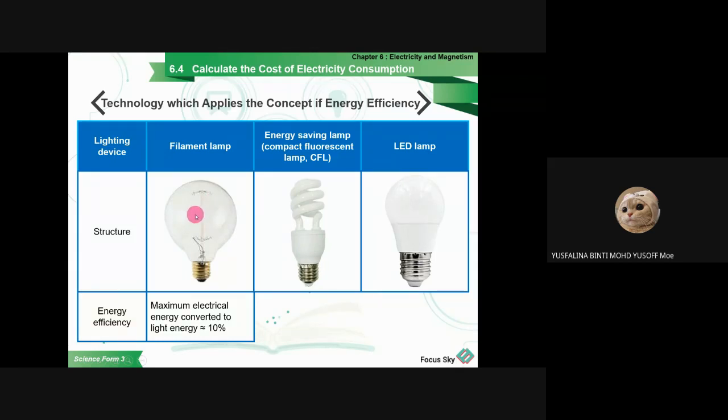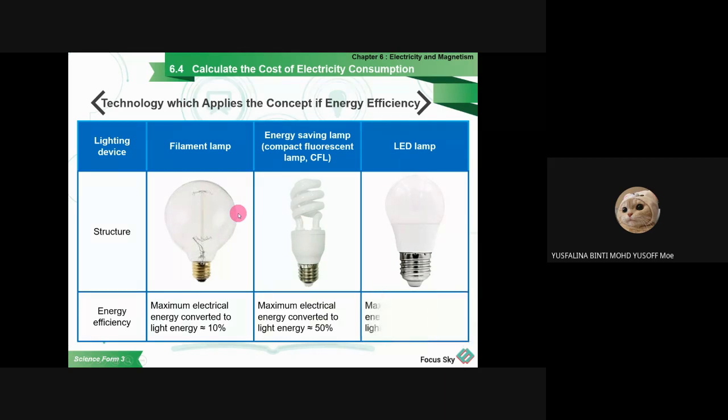So another 90% is lost to the surrounding as heat energy. For the energy saving lamp, the maximum electrical energy converted to light energy is 50%. Let's say if I apply the same amount of electric energy, like just now 90 joule, I only get almost 45 joule to be released as light energy. The other 50%, like 45 joule, will be released as heat.